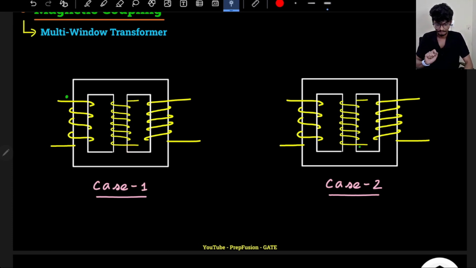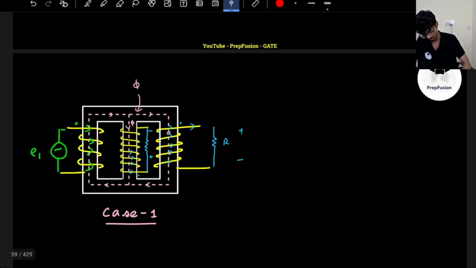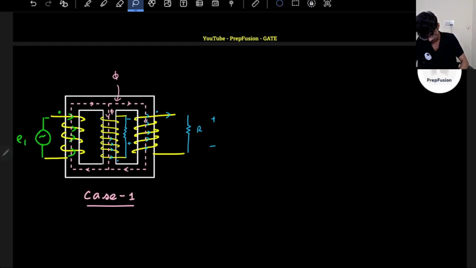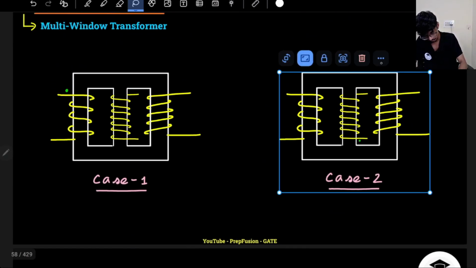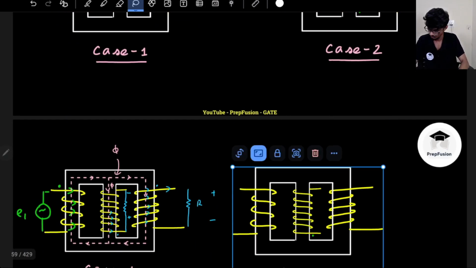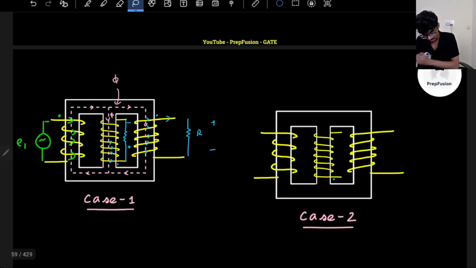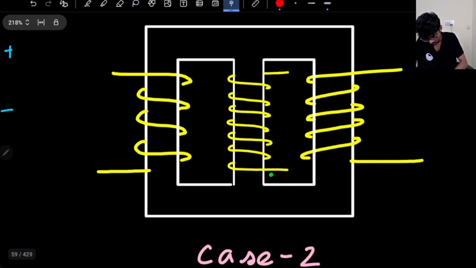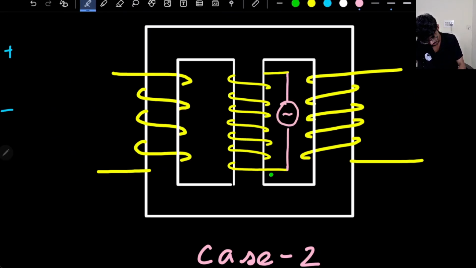What about the other circuit? The other circuit will be a bit different. So I will copy the other circuit as well. Here I have a dot, and of course we follow the same procedure. Initially this is plus minus, this is the dot, so current will flow something like this. So what is the flux direction?